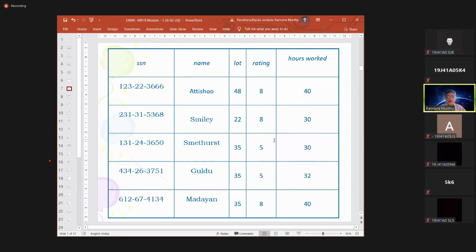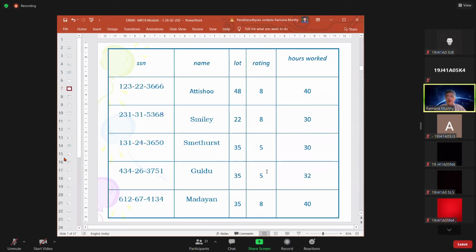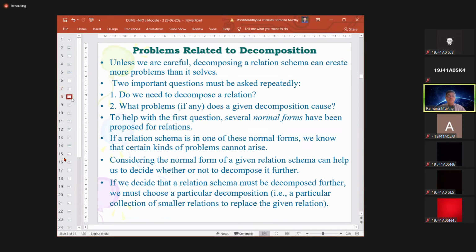Similarly, even this 80 appeared three times, and the hourly wages also repeated three times, which is unnecessary. One time is sufficient. Similarly, 5 also appeared twice. Unnecessary repetition appeared in the hourly wages also, which we avoided. Right. But whenever we are doing this decomposition, we also get some problems, which we identified earlier.